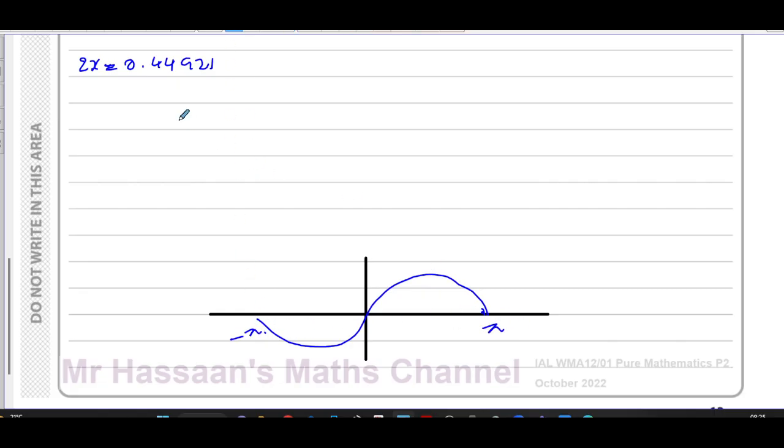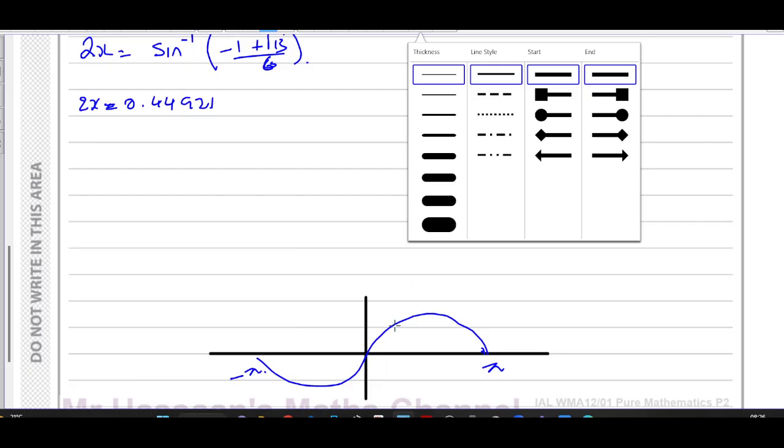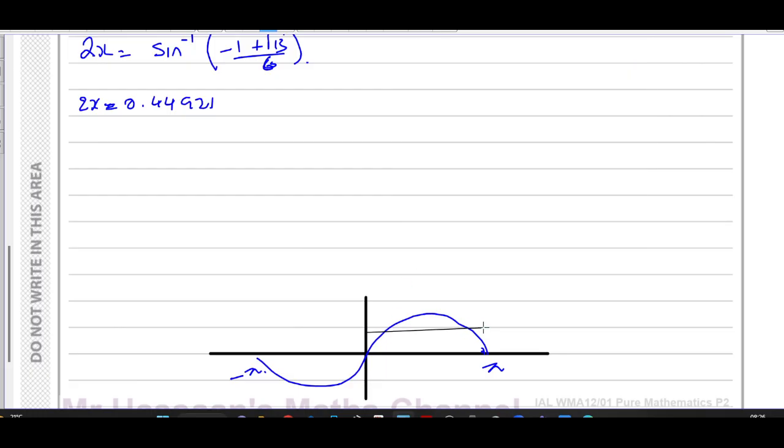Now, what we've just found is when the sine curve is equal to this value over here. It's a positive value because root 13 is more than 1, so it's going to be a positive value. So we've basically just found a solution over here. This is the 0.44921. That's what we just found. Now, there's another solution over here which shares the same sine ratio.